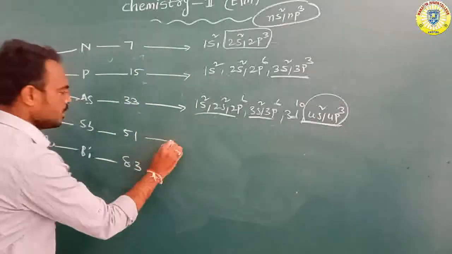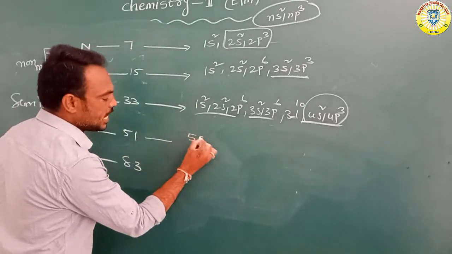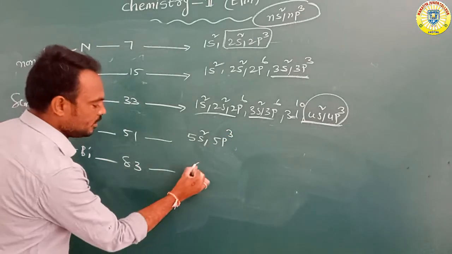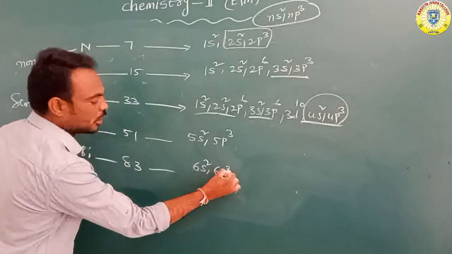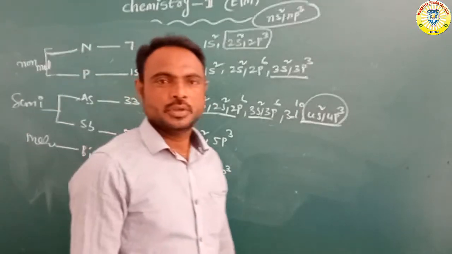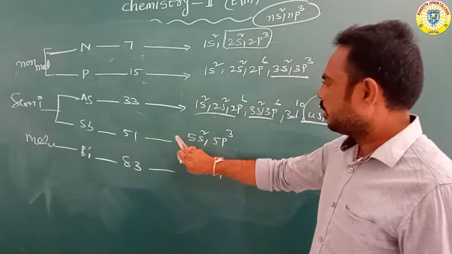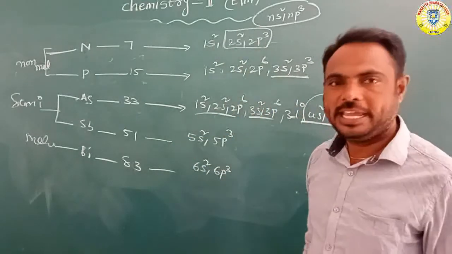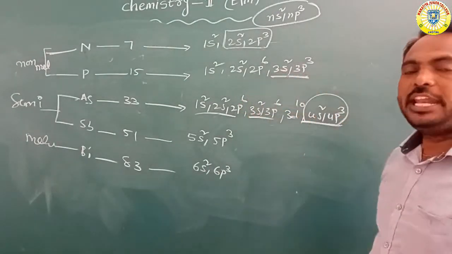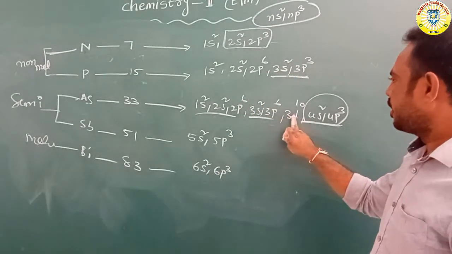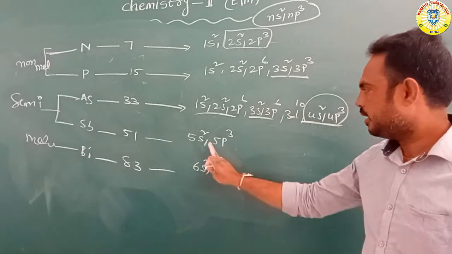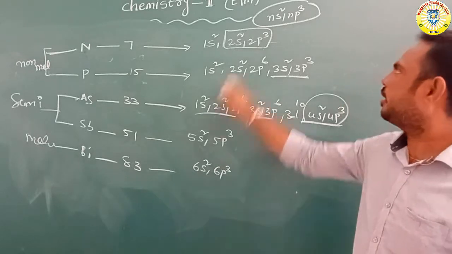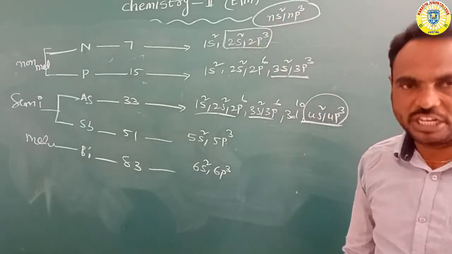Antimony contains the outer shell electronic configuration 5s2, 5p3. Bismuth contains 6s2, 6p3 electronic configuration. So overall, nitrogen 2s2, 2p3, phosphorus 3s2, 3p3, arsenic 4s2, 4p3, antimony 5s2, 5p3, bismuth 6s2, 6p3, overall ns2, np3 electronic configuration.